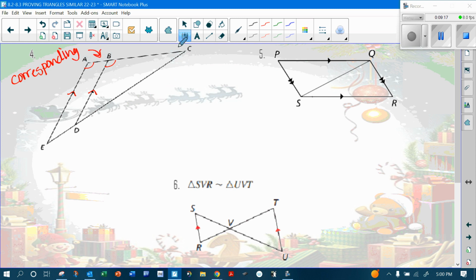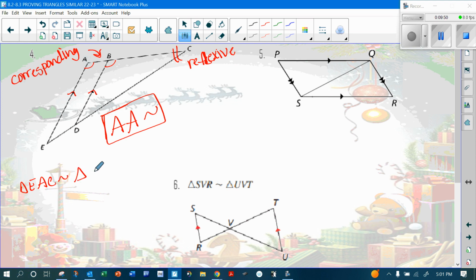Now both triangles, the big one and the little one, they both use angle C. So this is reflexive. So now I know that these two triangles are similar by angle similarity, okay? So we're just giving a reason. We don't have to state which ones are similar. But if I were going to, then I would say triangle EAC is similar to triangle DBC. So EAC, DBC.